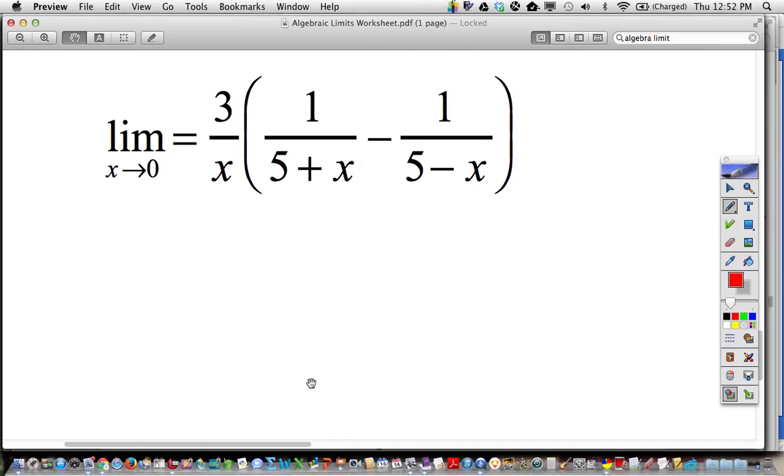So the cars will come in from both sides, one on the line, one on the parabola, and they'll come in and they'll meet at 1. So the limit is 1.